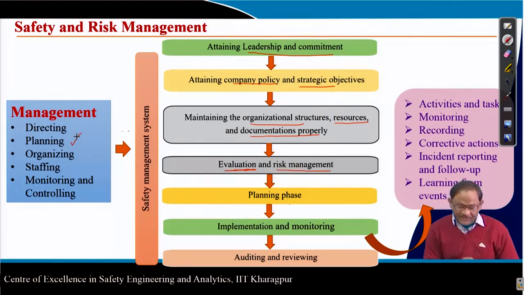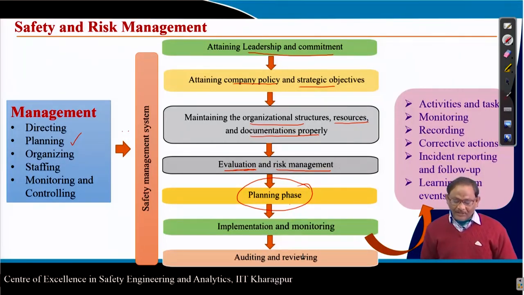As I said, planning is a key issue. So there is a planning phase, and then there is an implementation phase, and a monitoring phase, auditing and reviewing phase. So implementation, monitoring, auditing, reviewing, these are the few stages of effective safety management. When you talk about implementation and monitoring, then it means identifying activities and tasks, monitoring what is happening, recording what is happening, taking corrective actions, and if there are incidents, then you require incident reporting and follow-up, and whatever you learn from the incidents is to be taken into consideration.